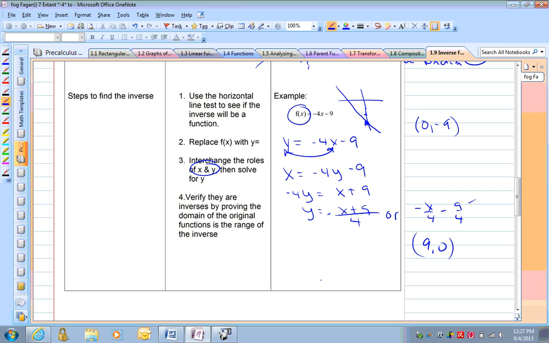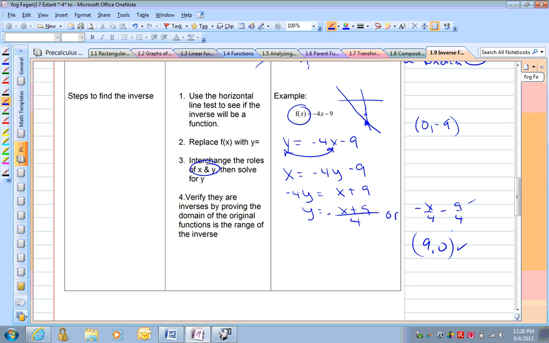If we graph this line, let's see if that's true. If we plug in -9 here, that's a negative 9 plus 9, that would be 0 over 4, which would be 0. That would test true. And that would prove that our domain and our ranges have also changed places.